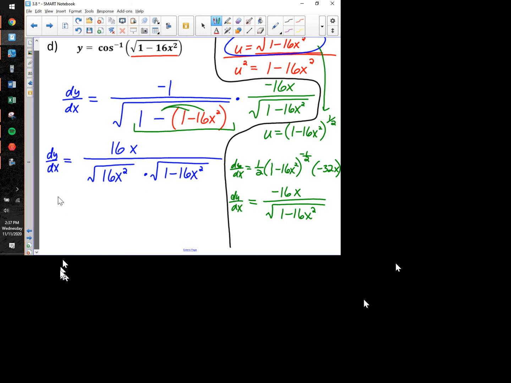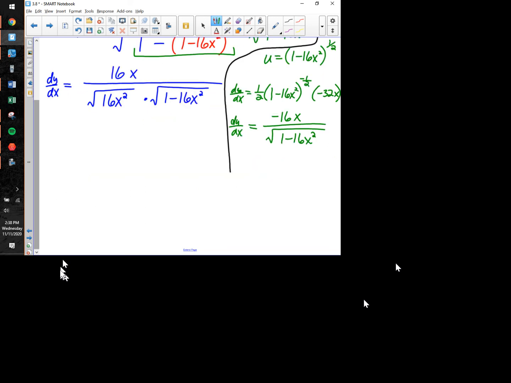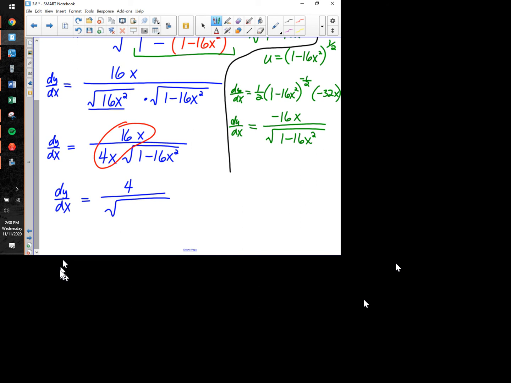But we are making progress, and I think you guys saw it. In the first radical in the denominator, our radicand ended up being a perfect square. So dy dx is going to equal 16x on top, and down on the bottom, the square root of 16x squared is just 4x. That gets multiplied by the square root of 1 minus 16x squared, and now I hope you guys see it, the 16x and the 4x can be simplified here. dy dx is simply going to equal 4 over the square root of 1 minus 16x squared.